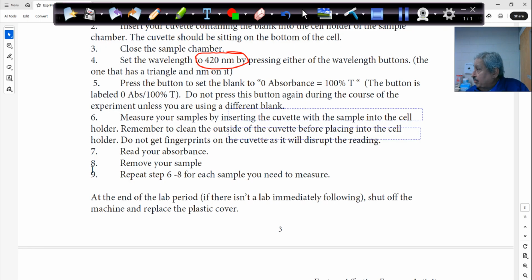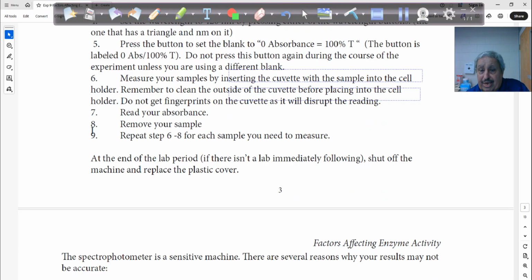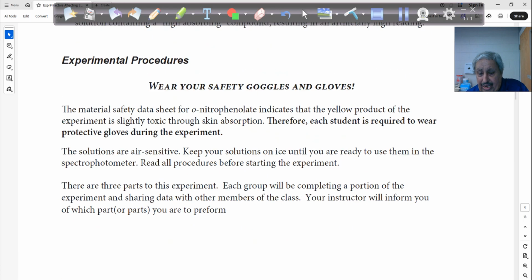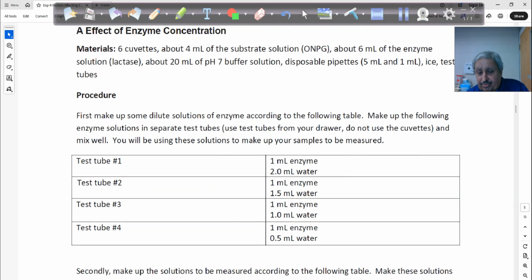That's very important because the maximum absorbance happens at this wavelength, and this is determined by experiment. It's already done for you. You don't have to do the experiment, but you can do it by experiment. So now let's go back here and look at what we have to mix.